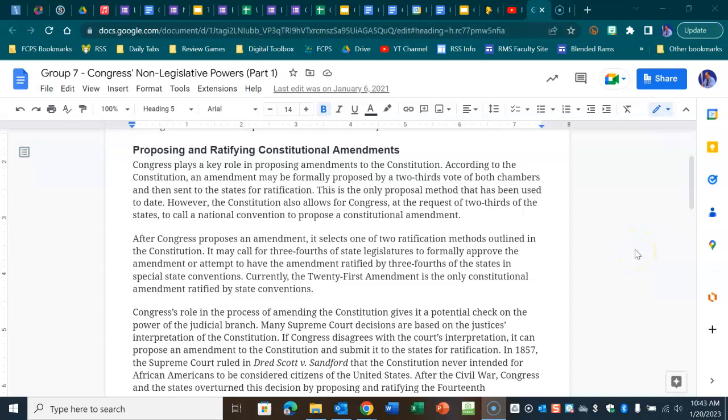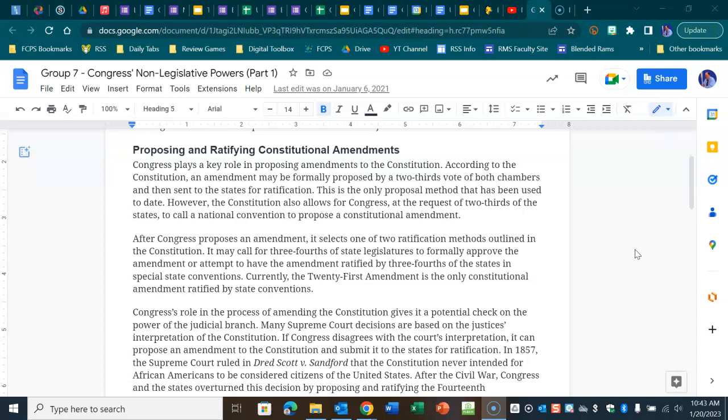Proposing and ratifying constitutional amendments. Congress plays a key role in proposing amendments to the Constitution. According to the Constitution, an amendment may be formally proposed by two-thirds vote of both chambers and sent to the states for ratification. This is the only proposal method that has been used to date.